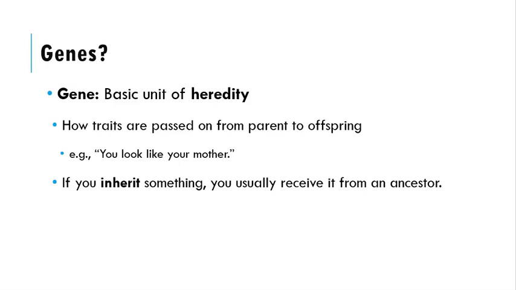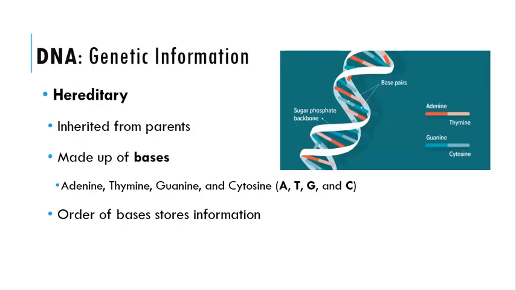So it's passed on from your parents to the offspring, and this is why sometimes they'll say you look like your mother or you act like your mother, things like that. So you inherit something from a parent who definitely inherited it from their parent. So this is how genes are passed down. Now, what makes up a gene? So genes are made up of DNA. So DNA is what we call genetic information, and it's the blueprint for pretty much everything.